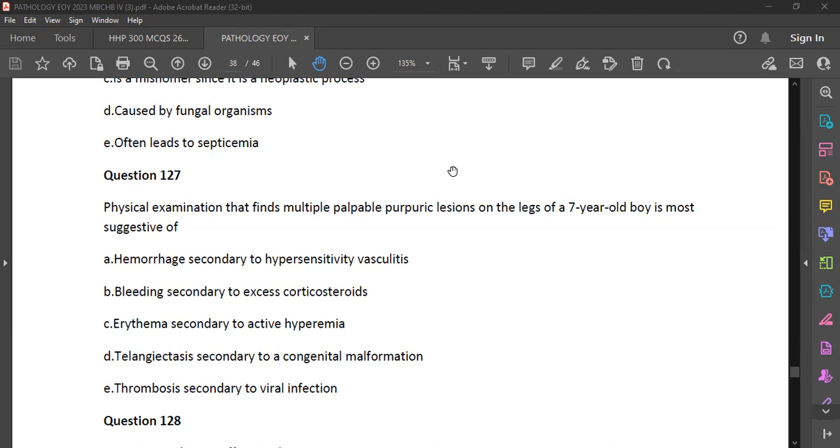Yeah. So if you already know this is IgA vasculitis, it gets easier. So hemorrhage secondary to hypersensitivity vasculitis, so that's the answer. Another thing, bleeding secondary to excess corticosteroids, that's wrong. Erythema secondary to active hyperemia, wrong. Telangiectasia secondary to congenital malformation, thrombosis secondary to viral, wrong. So eliminating B, C, and D are the obvious wrong answers.